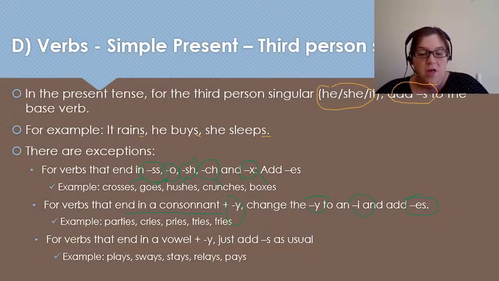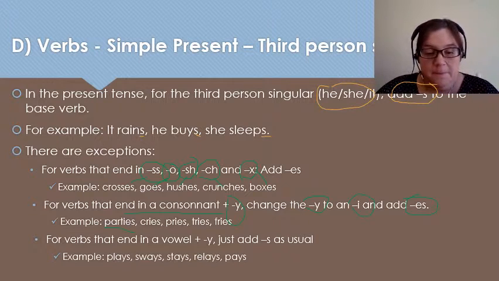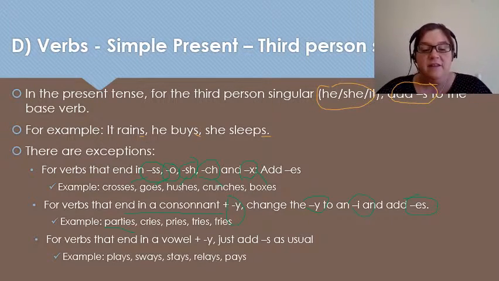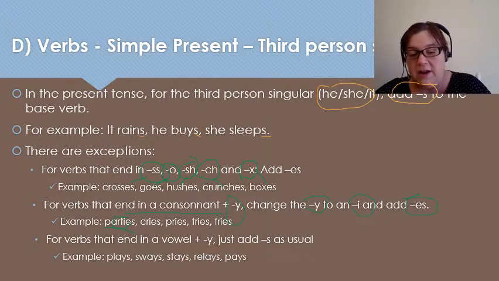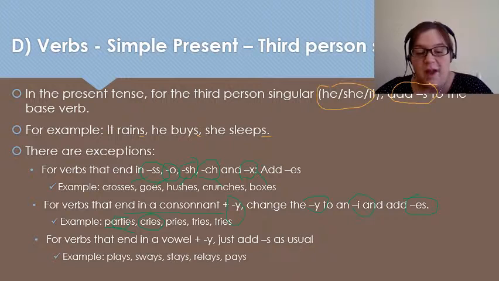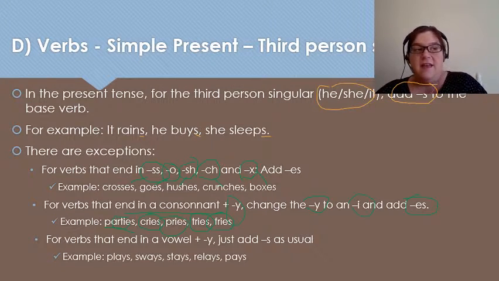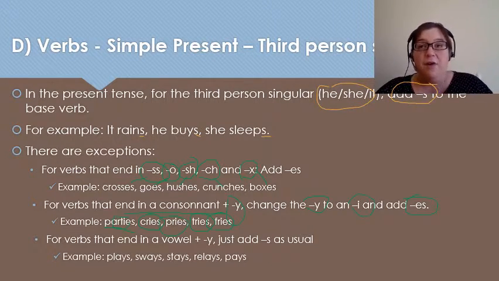So let me show you. The verb to party ends in a consonant and a y. T is a consonant, y is a y. So it becomes parties. So remember, change the y to an i and add es. So party becomes parties, cry becomes cries, try becomes tries, and fry becomes fries. Like I fry, you fry, he fries chicken.